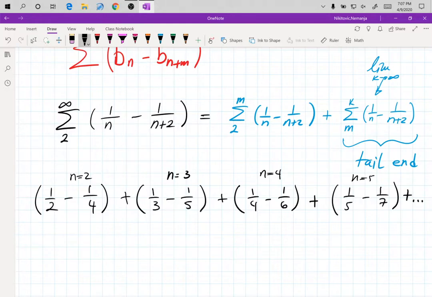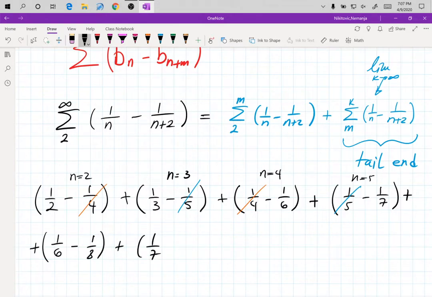Now, if you are to remove all of these parentheses and so on, you will immediately see that you can cancel quarters. You can cancel fifths. Let's write more terms. Plus, next one is 1 over 6 minus 1 over 8. Plus 1 over 7 minus 1 over 9. And now let's say we're annoyed.